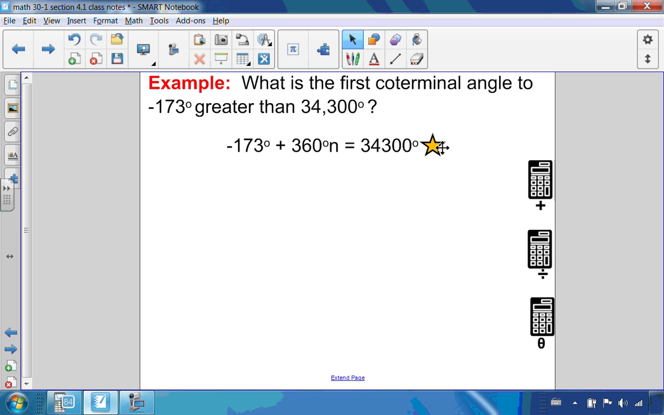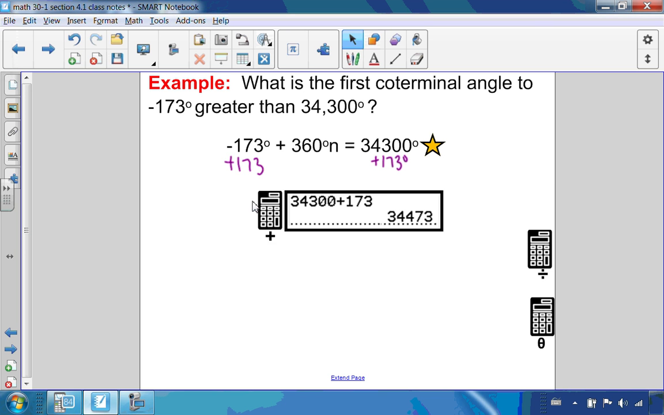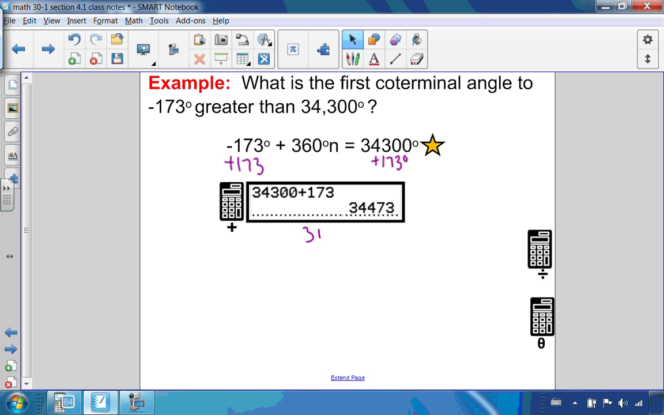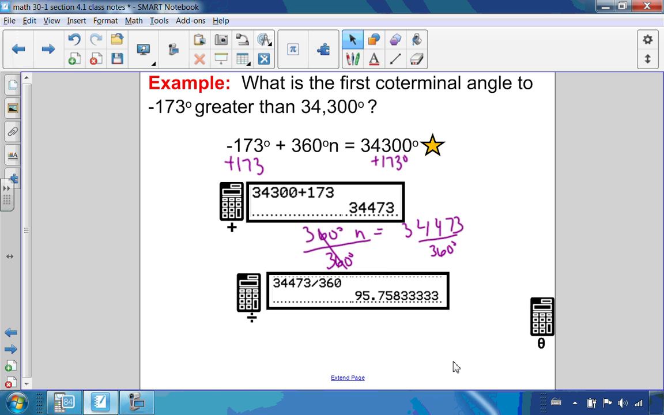So negative 173 plus multiples of 360 give me 34,300. I'm just going to solve for n. So first thing I'll do is add 173 to both sides. So just so I'm keeping the number in my calculator as I go, I just add it and I get 360 degree n equals 34,473. Okay, then I'm going to divide both sides by 360 degrees. There we go. And so dividing that, I'm going to get 95.75.